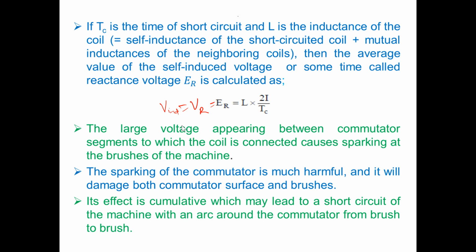The sparking of commutation is very harmful and it will damage both. If this is a commutator and this is a brush, it will damage both the commutator as well as the brush. Its effect is cumulative, which may lead to a short circuit of the machine and an arc around the commutator from brush to brush. It will lead to an arc in the machine.